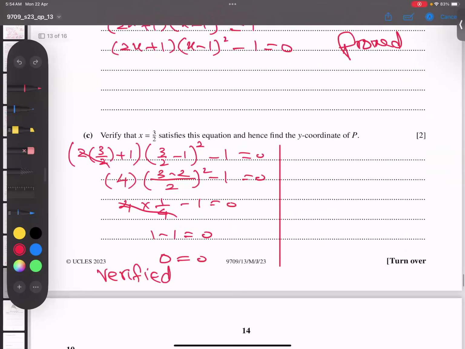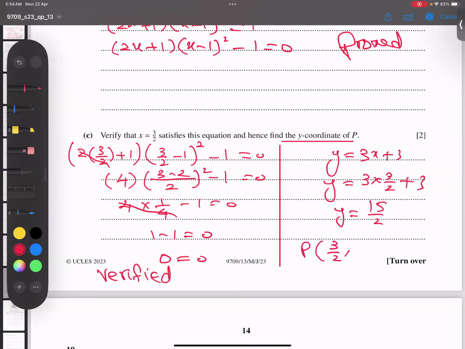So I'm putting in y equal to 3x plus 3. So the y coordinate is 3 times 3 by 2 plus 3. And 9 by 2 plus 3, we are getting here 15 by 2. So he was asking to find the y coordinate of P. I think it's clear. So the coordinates of P turned out to be 3 by 2 comma 15 by 2. Although it's not asked, I just found it for you.